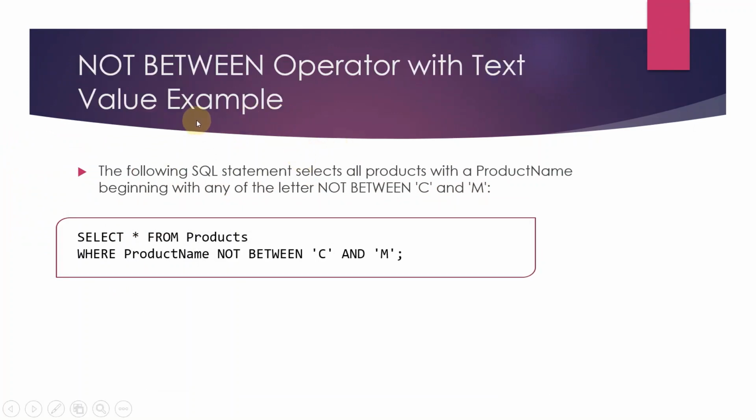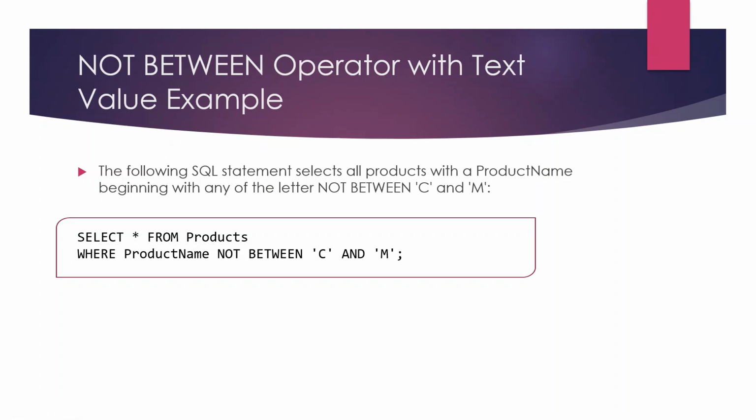Next. How about the not between operator with text value example? The following SQL statement selects all products with a product name beginning with any of the letters not between C and M. So this will display letters A and B and those after letter M. So that's N, O, P, Q, R, S, T, U, V, W, X, Y, Z. That would be displayed.